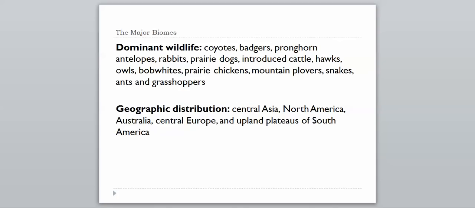And some of the dominant wildlife would be coyotes, badgers, pronghorn antelopes again, rabbits, prairie dogs. So another name for these grasslands is just the prairie. And there's different cattle that live out there. There's hawks, owls, bobwhite, which is a quail. There's actually a type of prairie chicken, mountain plovers, which is, again, a bird, snakes, ants, and grasshoppers.